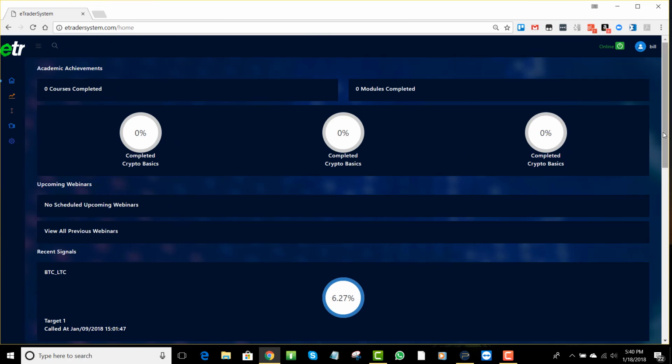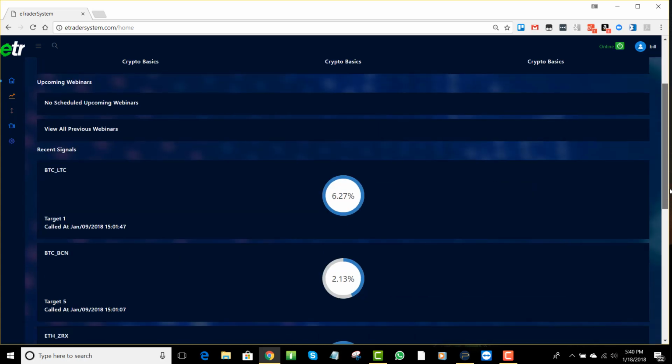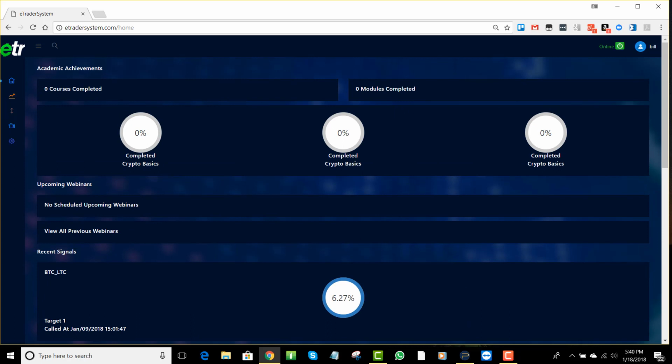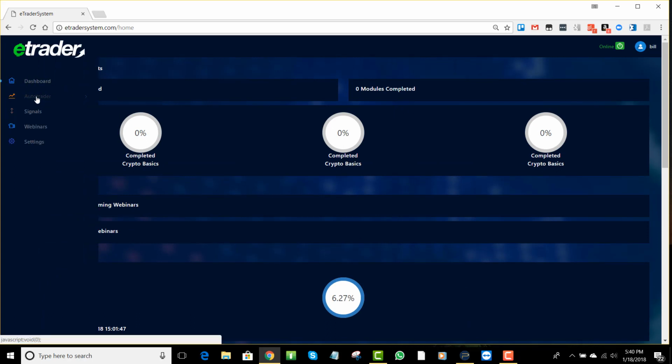So what we have here is education that'll be out on cryptocurrency so that people can learn about what they're doing. This signal section here, I'm going to address that in just a moment. But over here on the left-hand side, we also have the auto trader. And right now we have Bittrex and Poloniex integrated as two exchanges that it can trade with, both of them actually simultaneously.